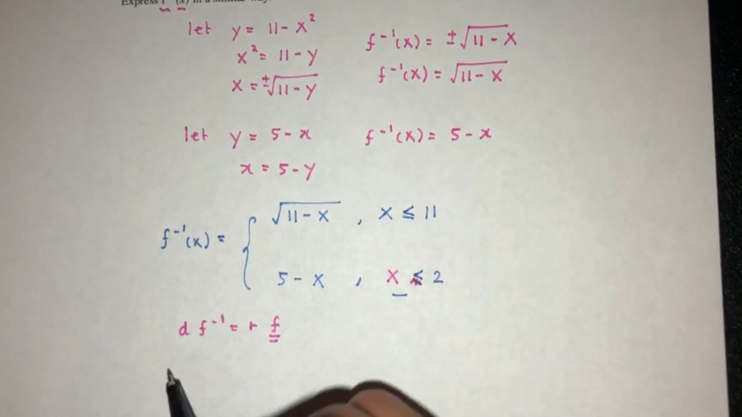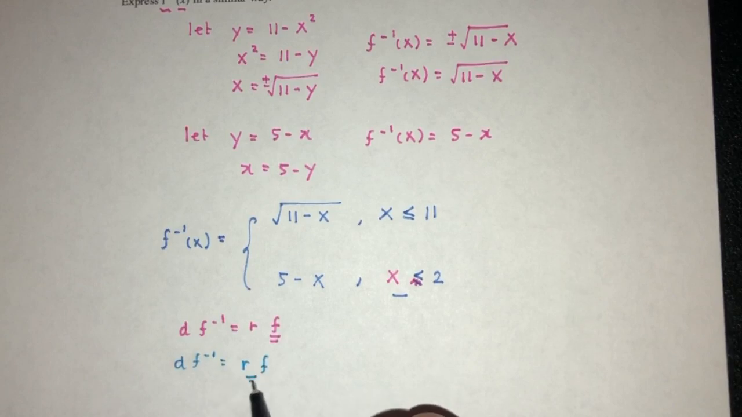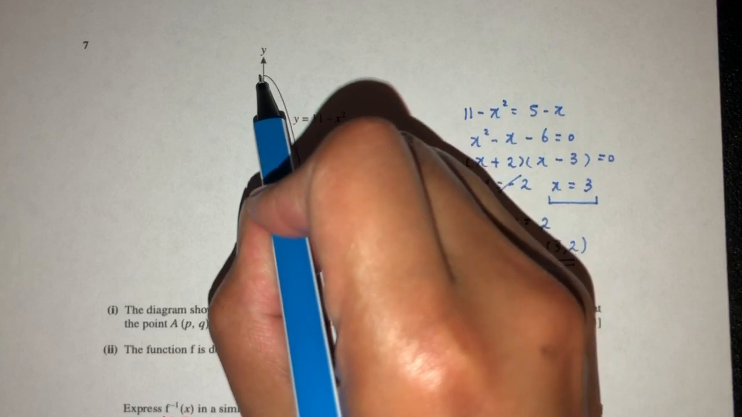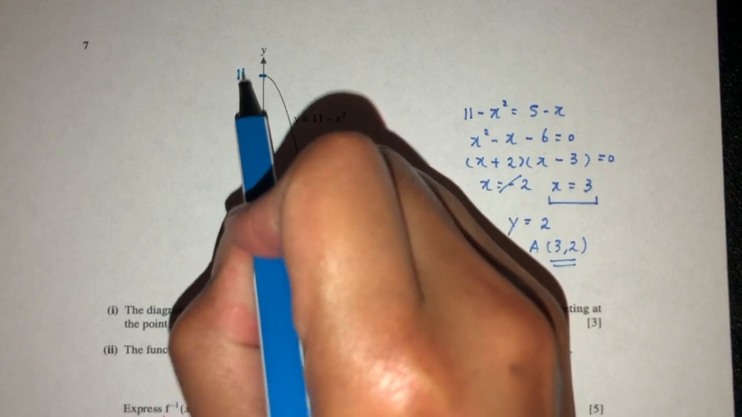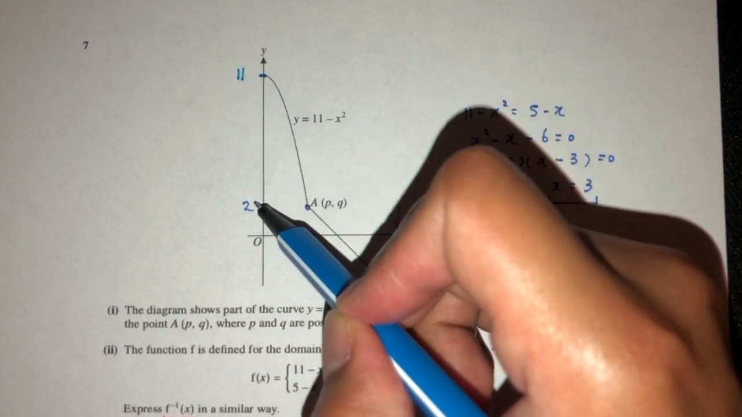So here what do we have? Domain of f inverse is the same as the range of f. So let's have a look up here. So we understand that this is the value of what? On the y-axis, it is x equal to 0. That should be 11. So the range of this is between the value of 11 and 2.